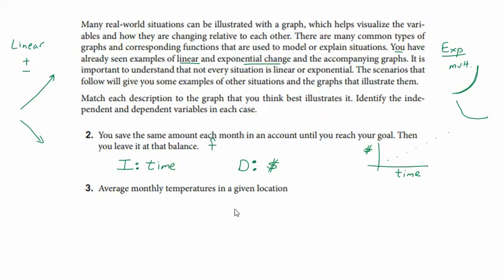All right, if you want to, you can pause it and go through these yourself and see how you can match these up with all the graphs and get your independent and dependent variable. Then start the video when you're ready.